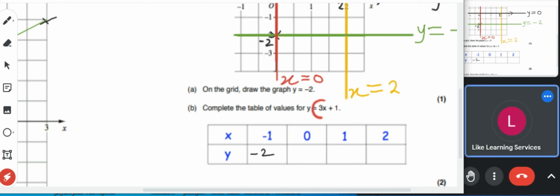Yeah, when x is minus 1, that's the one you started with. You have 3 times minus 1, which is minus 3, because 3x means 3 times minus 1. Then plus 1 gives us minus 2. Let's go.